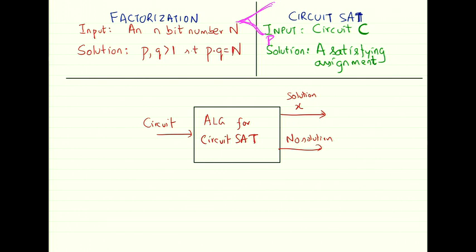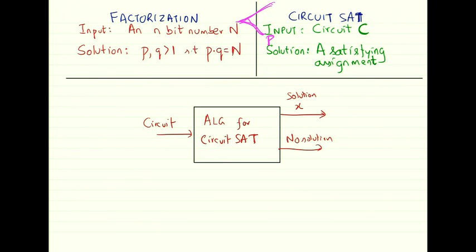Now we want to use this to solve factoring. So what do we have for factoring? Well, we have a number, like an n-bit number that we want to factor. Okay? We want to use this to do that. This algorithm only takes circuits inside. I can't feed in a number. So I need to take this number and make it into a circuit. So where am I going to get this circuit from?